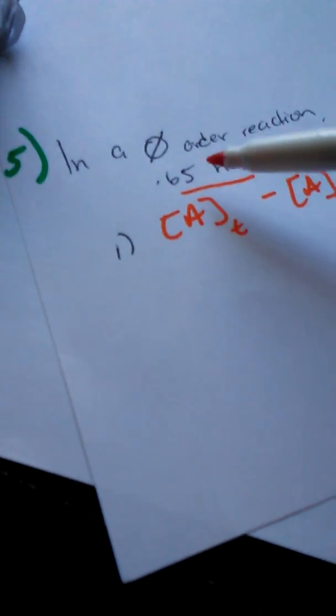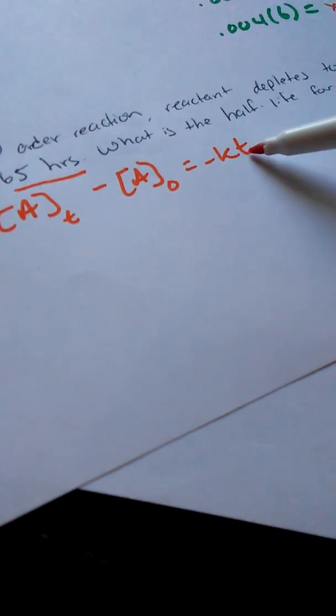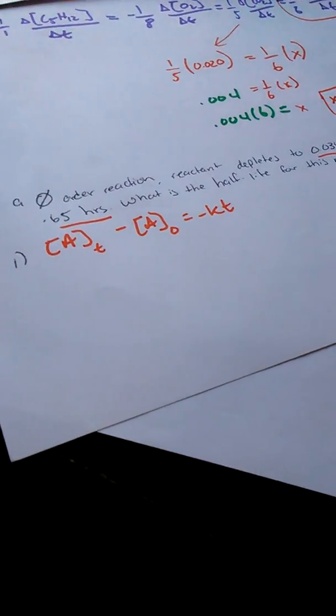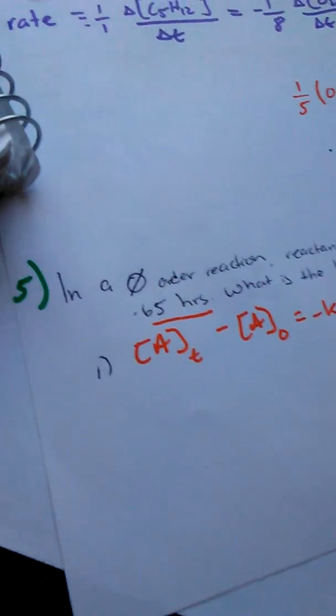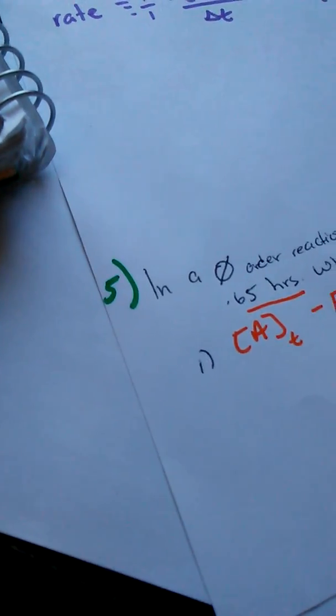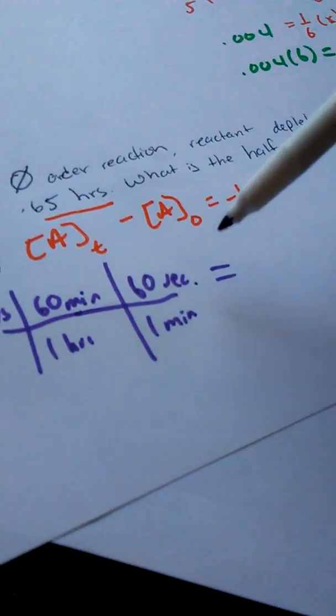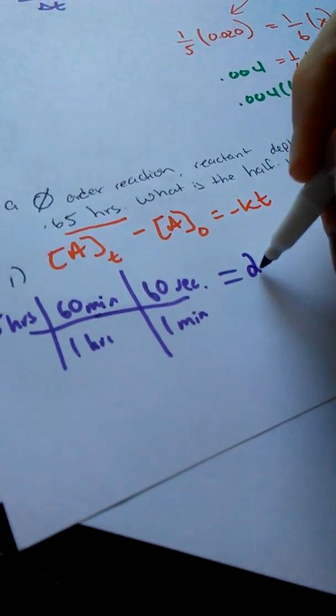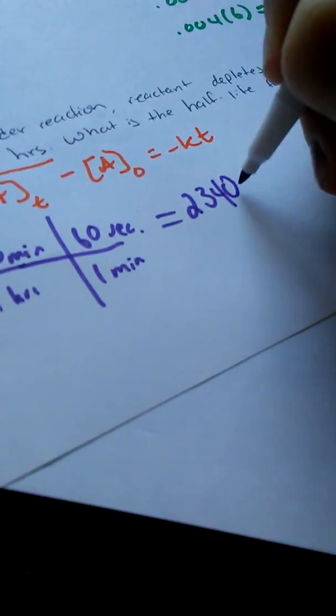You notice how this time is in hours. In order to plug it in this formula, we have to keep it in seconds. So we're simply going to make this 0.65 hours into seconds. How do we do that? In 1 hour there are 60 minutes, and in 1 minute we have 60 seconds. We multiply 0.65 times 60 times 60, and we get a total of 2,340 seconds.